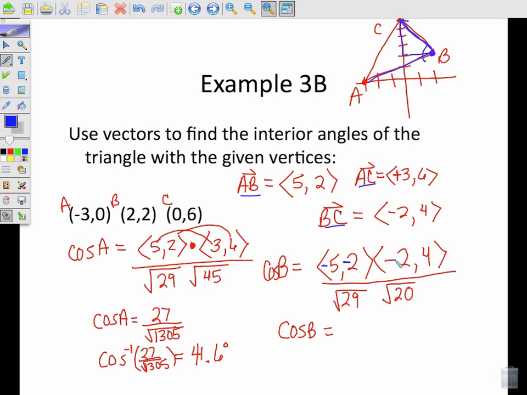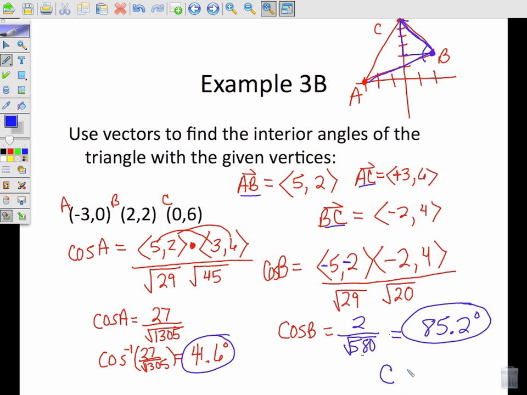All right, then the result on top of my dot product is going to be 10 plus -8, which is 2, divided by the square root of 29 times 20, which is 580. If you do inverse cosine, this would give us 85.2 degrees. So this is angle B, this is angle A, and of course we can find angle C by subtracting them from 180, which is 53.2 degrees.